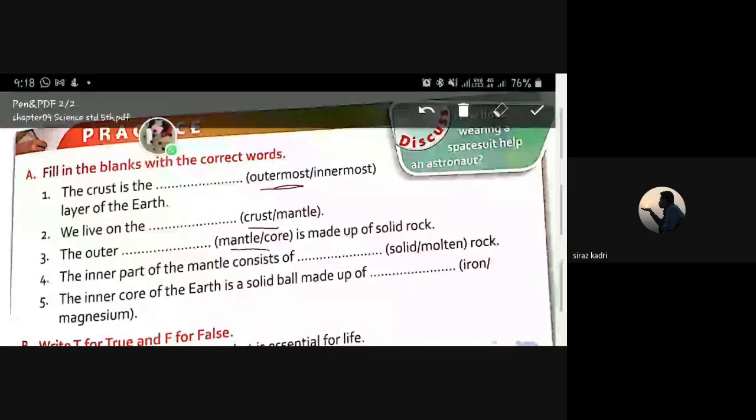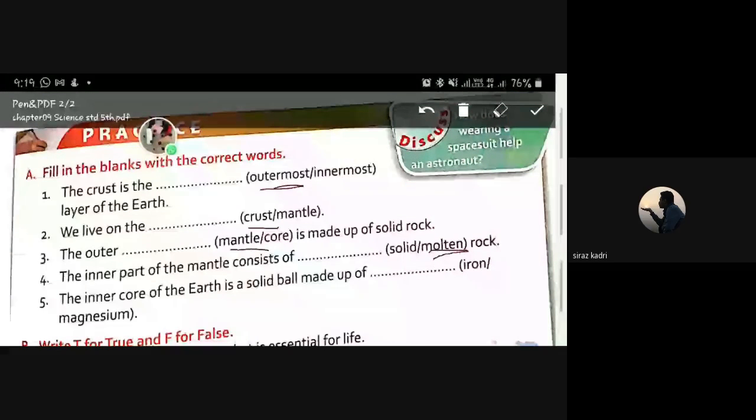Number four. The inner part of the mantle consists of dash rock. Options: solid or molten. Ma'am, can I give the answer? Answer is molten. Okay, yes, molten inner part of the mantle. Number five. The inner core of the earth is a solid ball made up of dash. Options: iron or magnesium. Answer is iron.